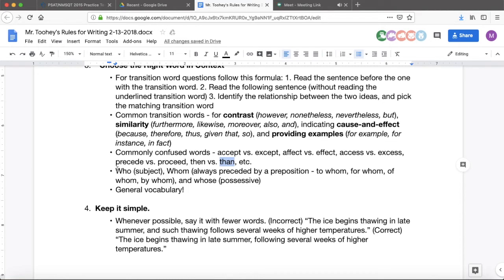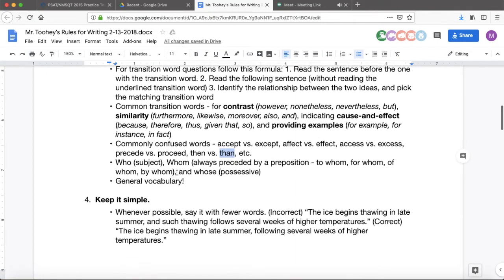All right. Who, whom, and whose. Let's talk about this real quick. You don't have to worry too much about whose. That's obviously possessive. What I see most commonly tested is when to use whom. Who is generally going to be something like a subject or an object. But whom is always going to be preceded by a preposition.